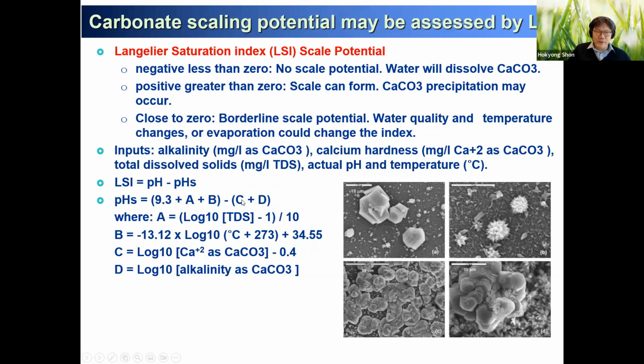Also, if calcium concentration is high, you will create much higher potential. And then if alkalinity is higher, you also have more potential of scaling. So based on this value, pH minus pHs, in terms of TDS, temperature, calcium, alkalinity concentration, you can calculate what's the LSI value, and you don't have to worry because Wave software will automatically calculate this value in the system.